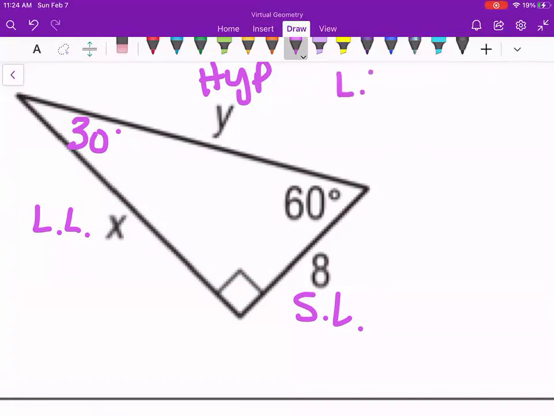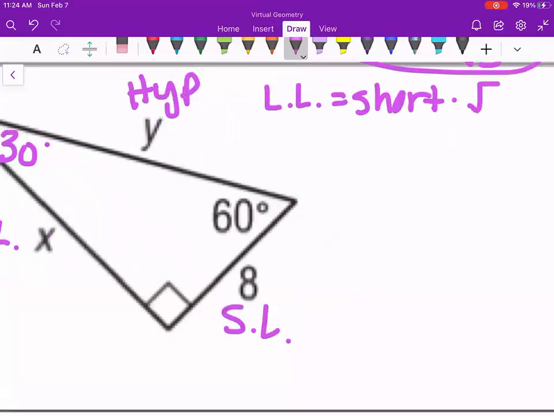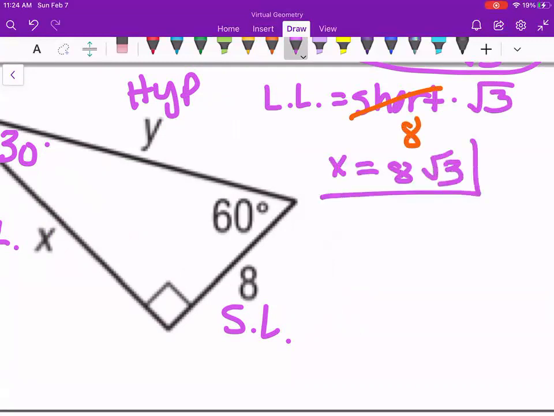So our long leg formula is the short times square root 3. So we have the short leg, it is an 8. So then our x is 8 square root 3. It's done. Now we need the hypotenuse.